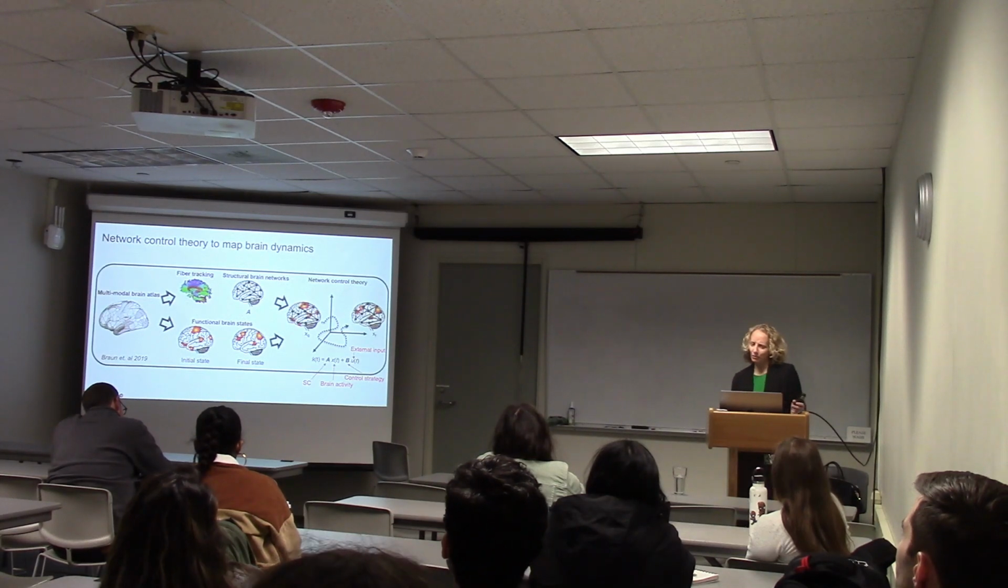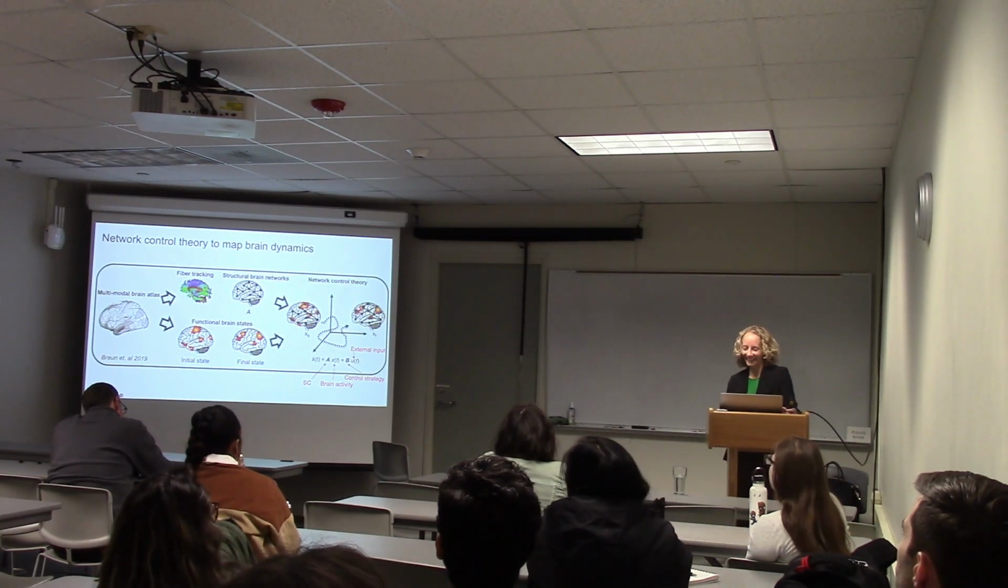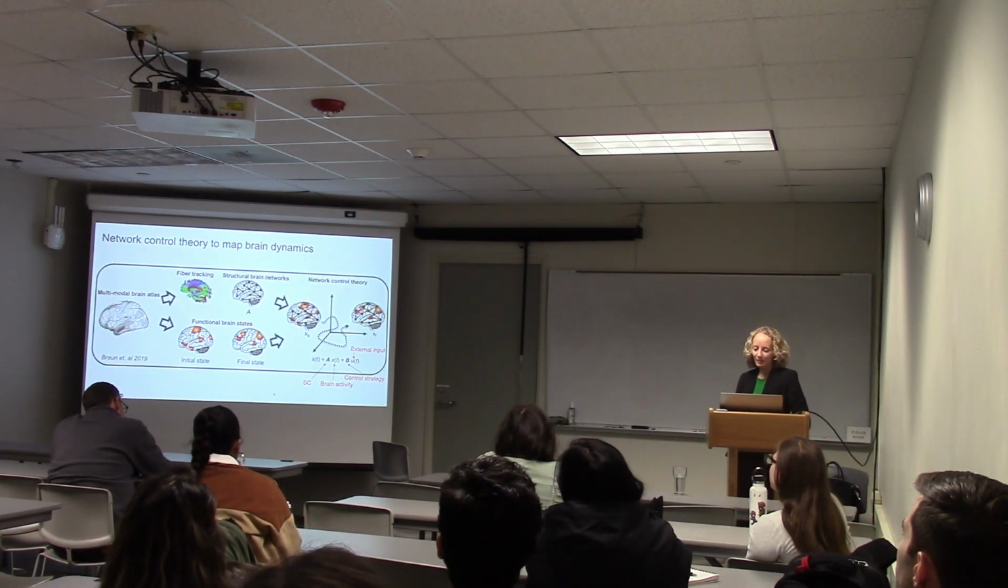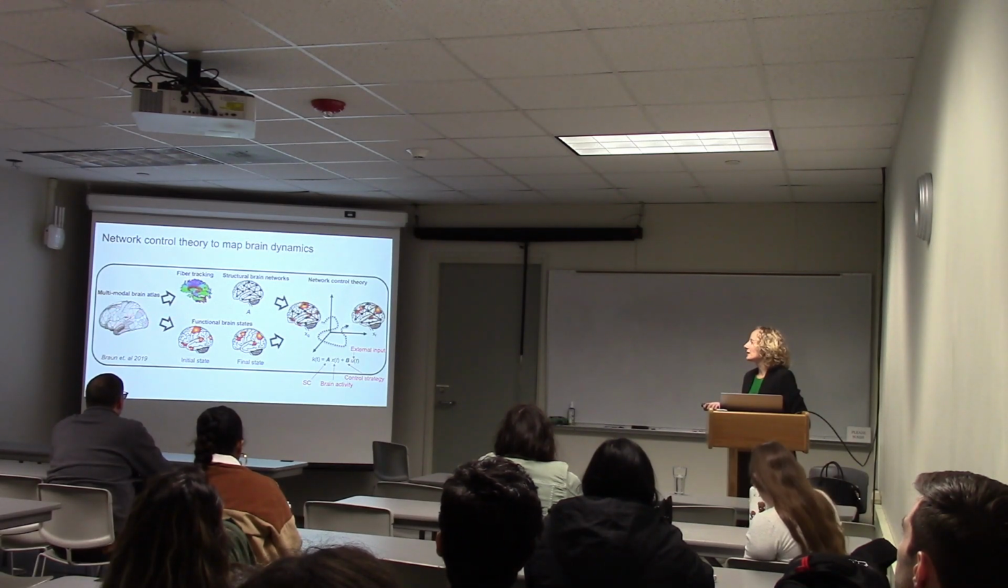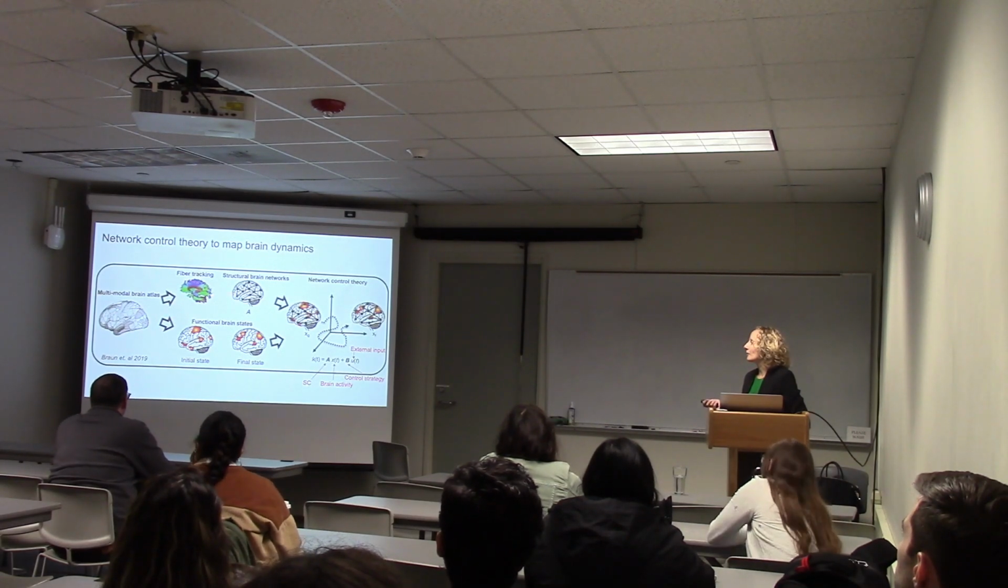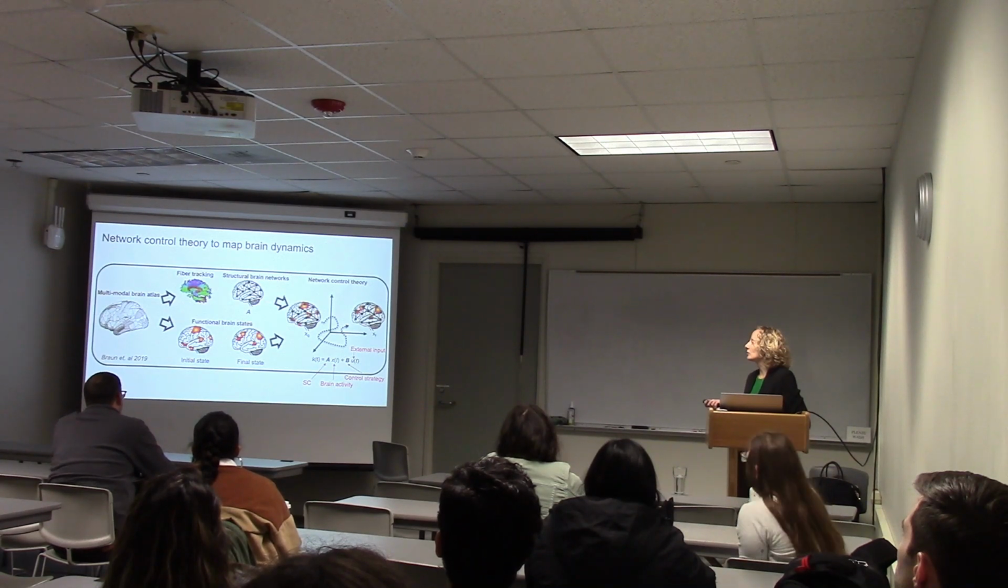So maybe some of you know this better than I. But this is one of the first papers to look at network control theory applied to mapping brain dynamics. So here again, this is what we've been talking about, where we split the brain into this atlas, we do fiber tracking, we get a structural network. So now we have a structural network, and then we have these functional brain states.